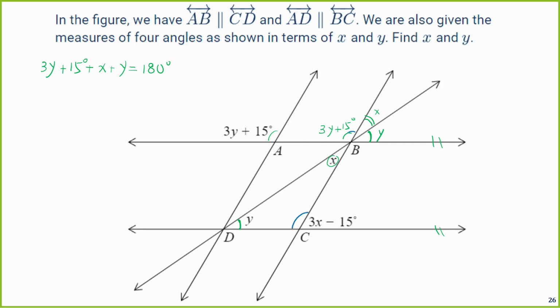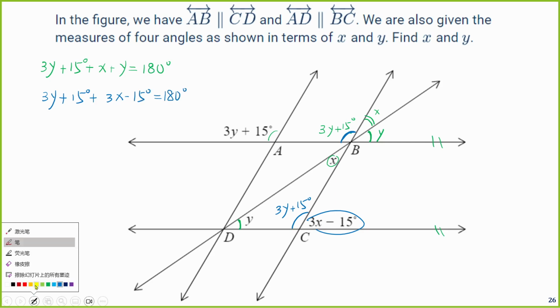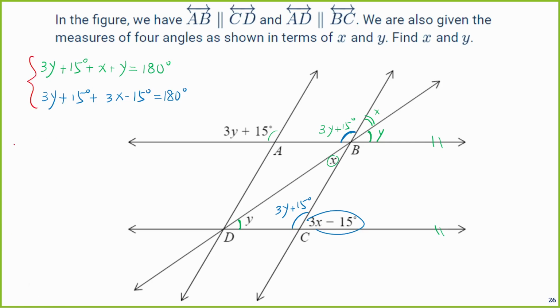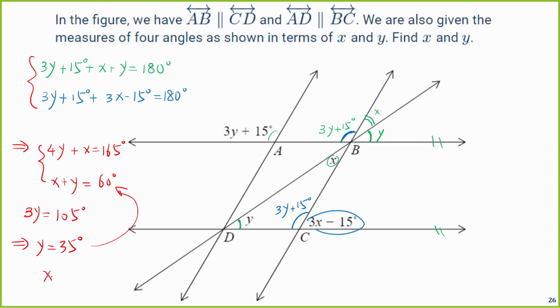This angle here is a corresponding angle with this one. So that's 3y plus 15 degrees, right? So that gives us a second equation: 3y plus 15 degrees plus this angle here, 3x minus 15 degrees, also gives us 180. If you combine these two equations, you will get first 4y plus x equals 165 degrees, then x plus y equals 60 degrees. If you use the first equation minus the second equation, you will get 3y equals 105 degrees. This will give us y equals 35 degrees, right? Then put it here, then x equals 25 degrees. So that's the solution, right?